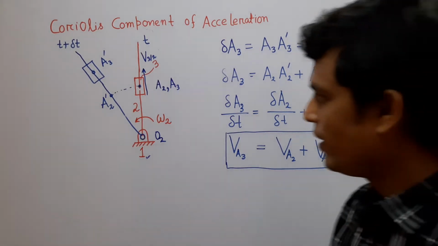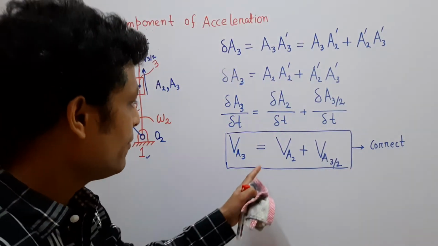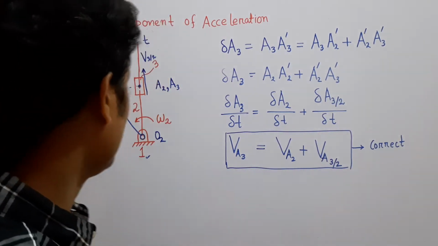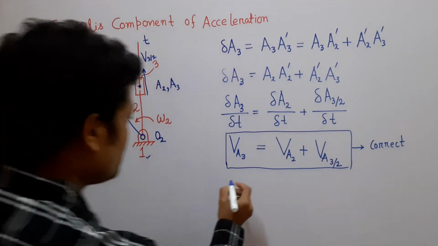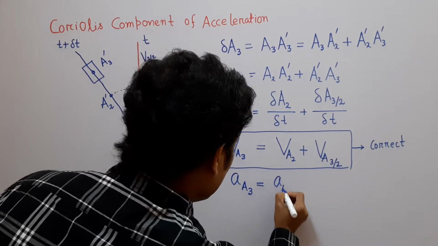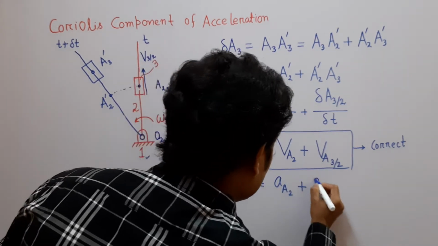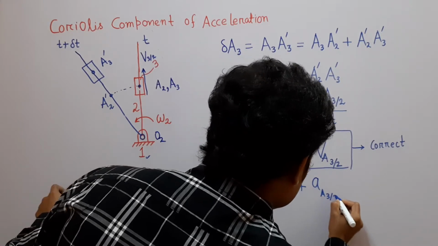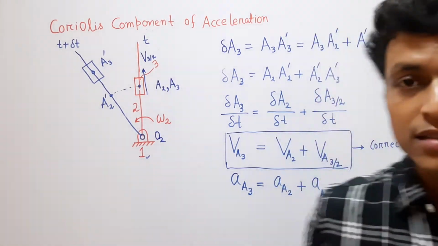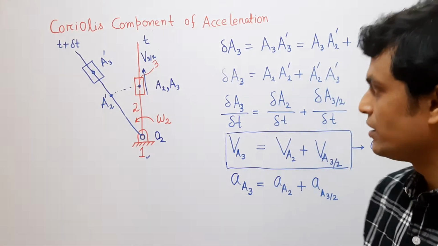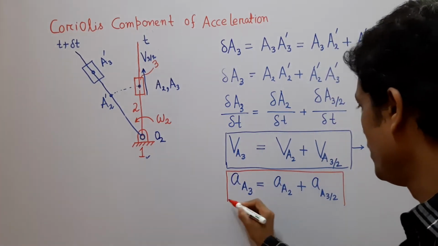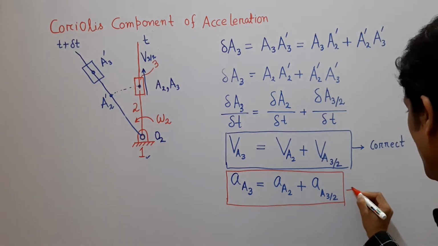Now if I try to write the same concept as an acceleration equation, what will the acceleration equation be? The acceleration equation will be AA3 is equal to AA2 plus AA3/2. Now the question is, is this correct? Is the acceleration equation correct? No, this is an incorrect equation.